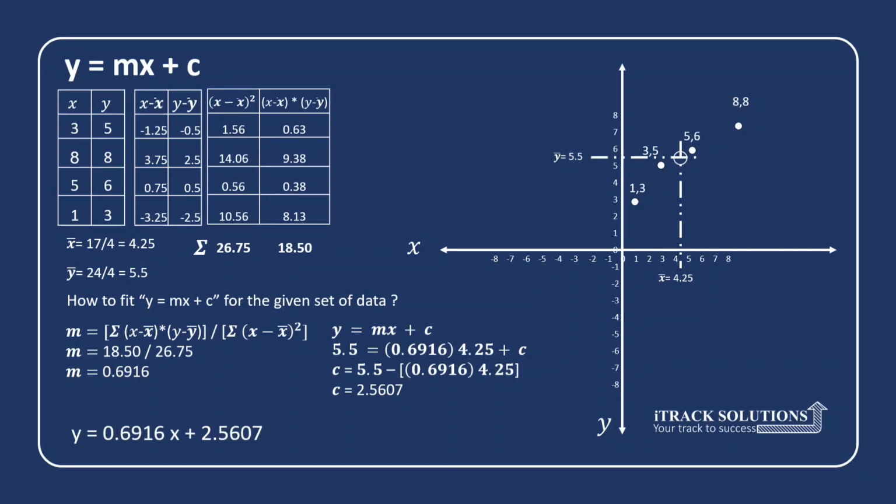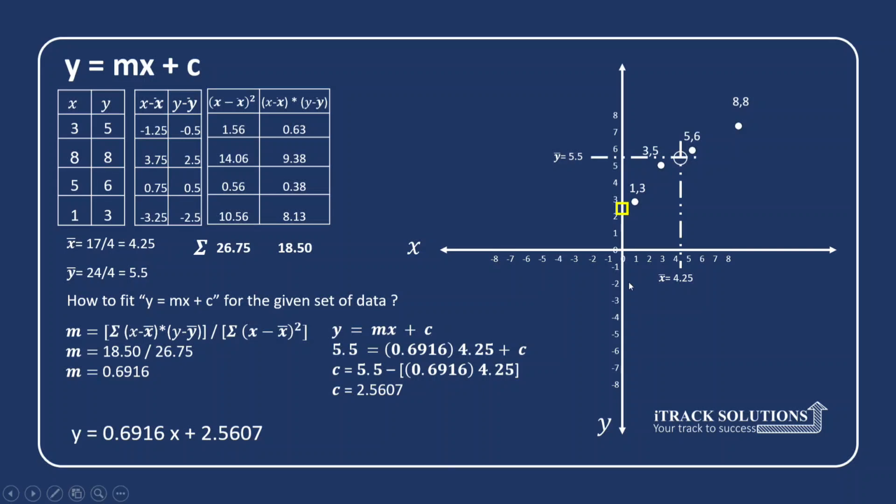Now what is this 2.5607? This 2.5607 is my y-intercept when my x is equal to 0. So the equation will be y is equal to 0.6916, which is the m value, times x, plus 2.5607.